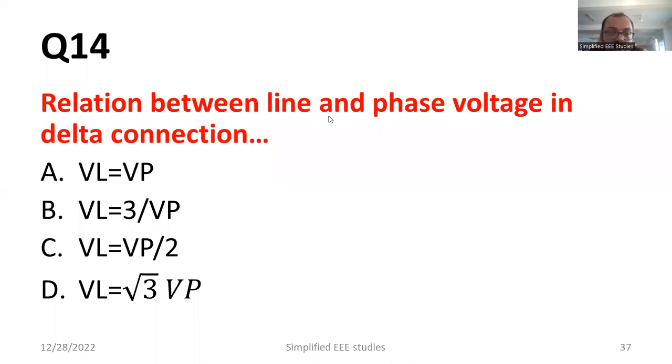The relation between line and phase voltage in delta connection. Remember that line voltage is always equal to phase voltage, but line current is equal to √3 into phase current. That is the relation in delta. Delta is suitable for high current and low voltage application. So this point you have to remember.